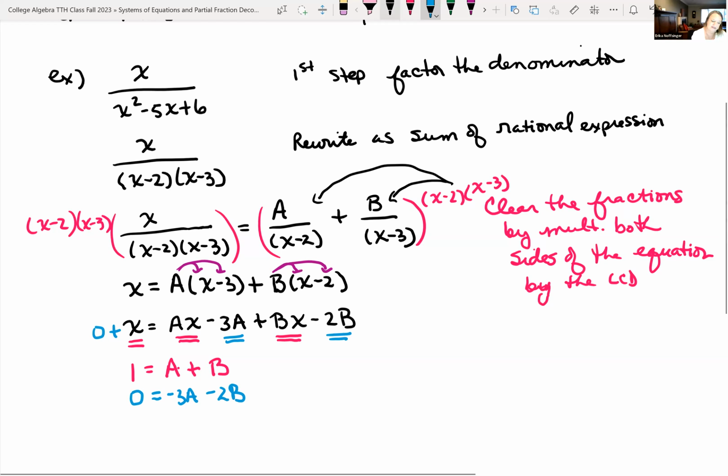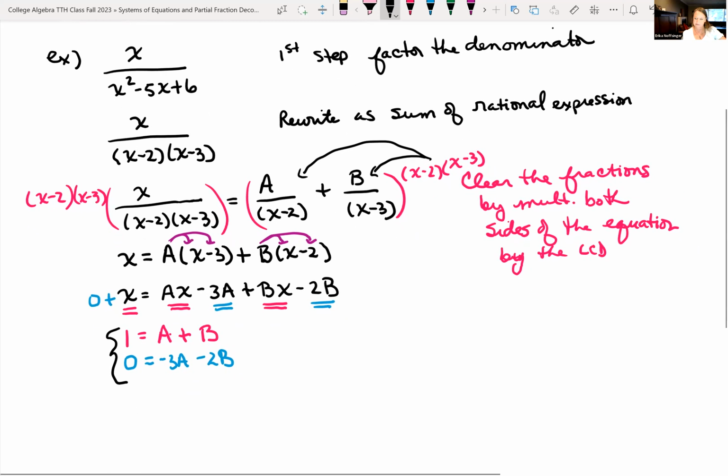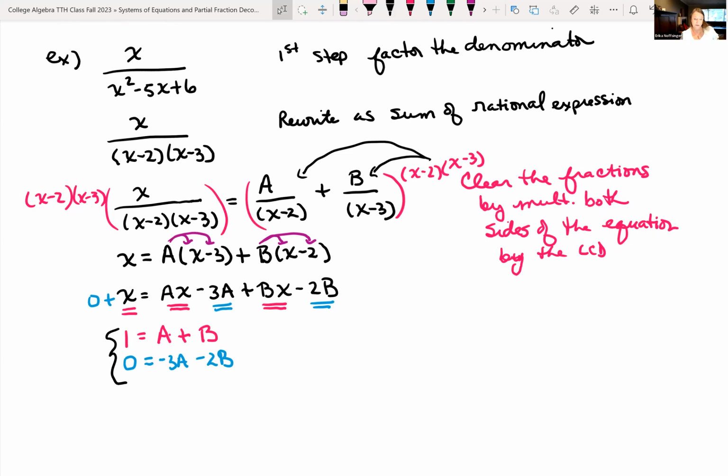So notice here we have a system of equations. We have two equations, two unknowns. And so we want to solve that system of equations for capital A and capital B. And if we do so, then we have the sum of simpler fractions that would give us our original expression. So you can use matrices here if you would like to solve, or we can use elimination and substitution method. Let's quickly use matrices just because we just learned how to use matrices.